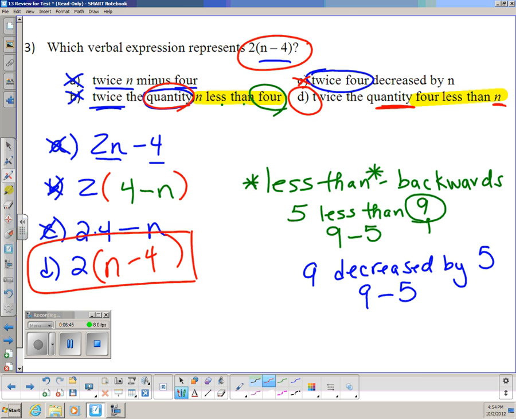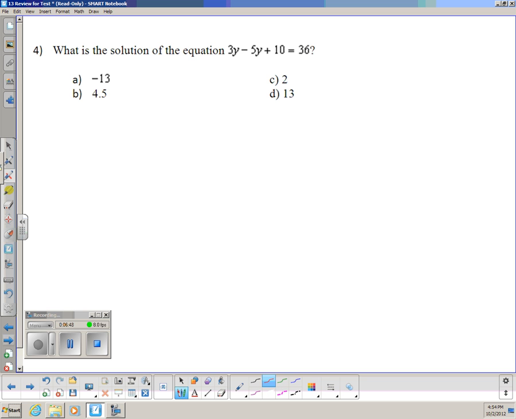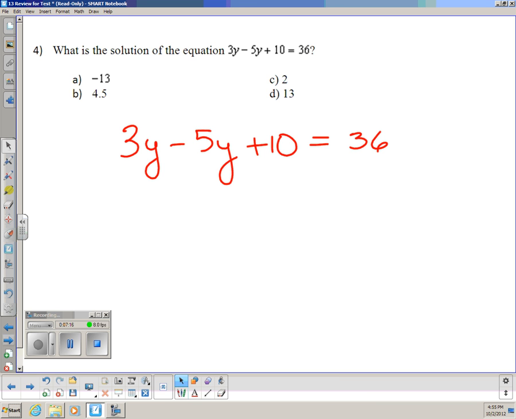So 3 is D. Number 4, what is the solution of the equation 3y minus 5y plus 10 equals 36? I need to combine like terms. This is my analogy. When you want to go hang out at your friend's house, what do your mom and dad say before you go? You got to clean your room. You have to clean up both sides of the equation before you start moving anywhere. So you got to stay home and clean your room before you get to go to your friend's house. That's kind of the analogy.